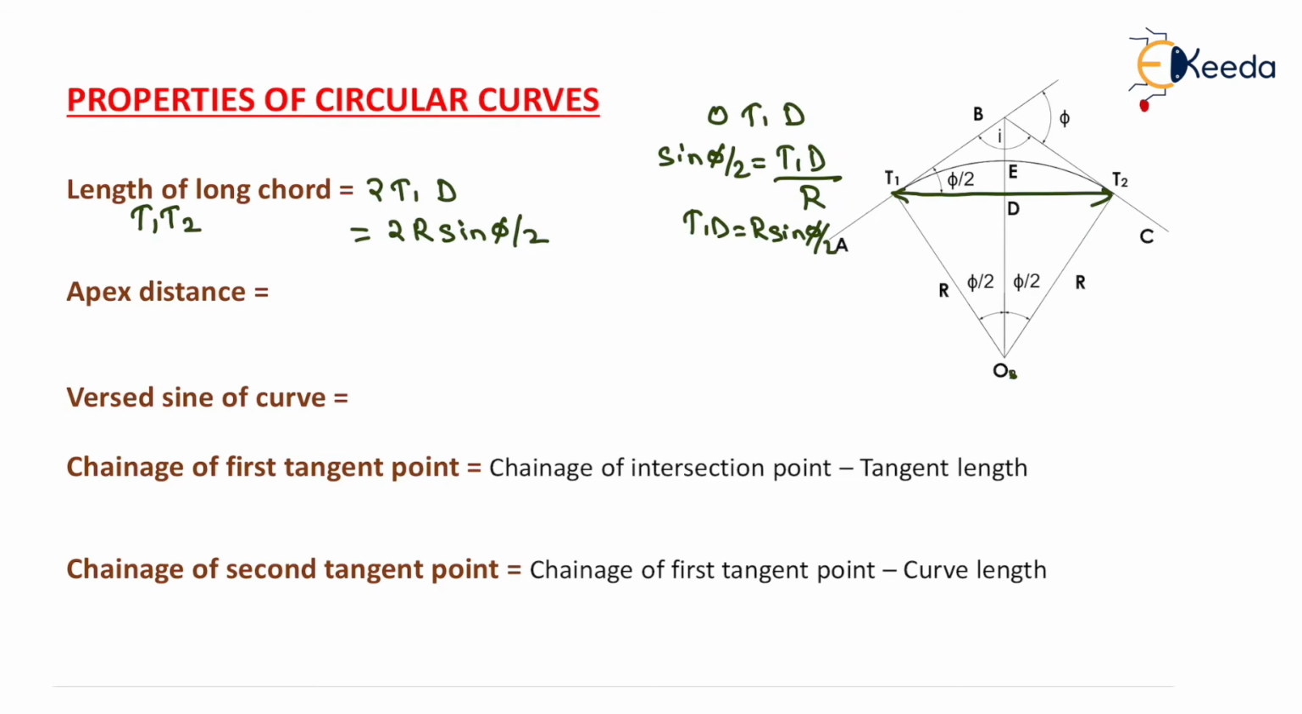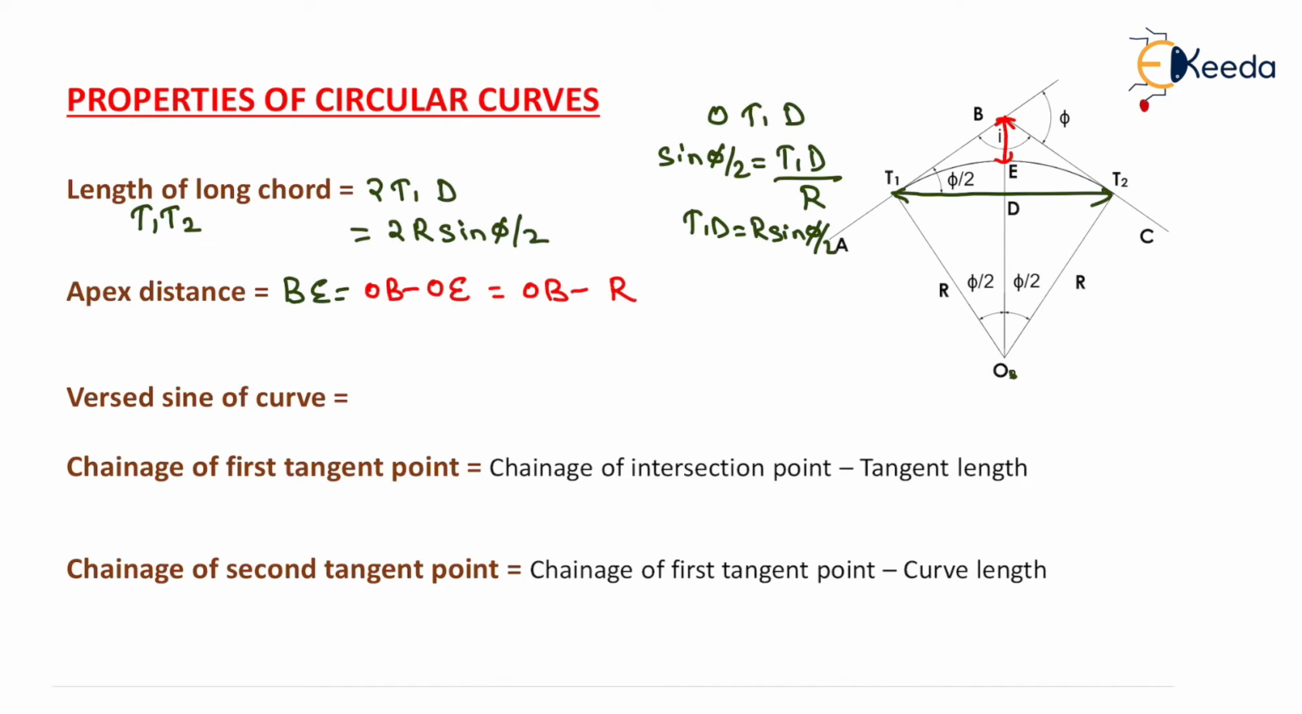Now we can determine the apex distance. Apex distance is denoted by BE, which is shown here. That is the apex distance BE. Now it will be equal to OB minus OE. The value of OE is already known, that is R, the radius of the curve. Now we need to compute the value of OB.